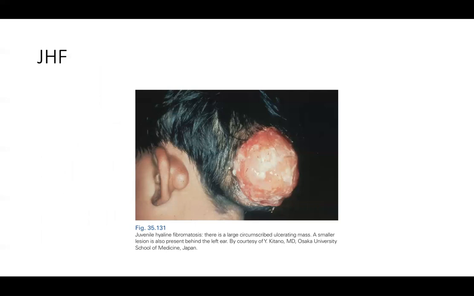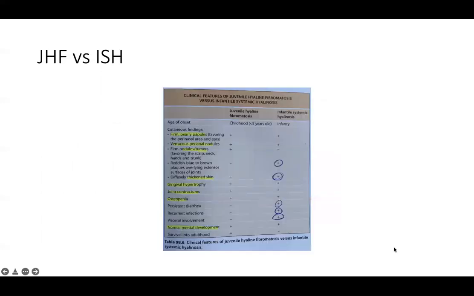Here is your juvenile hyaline fibromatosis. There's a large circumscribed ulcerating mass in this picture. There's also a smaller nodule behind the left ear. This is from one of the review books written by Dr. Hawker and Dr. Alicon. It's one of the top review books in dermatology. And you can see, I think they adapted this figure from Bologna as well.